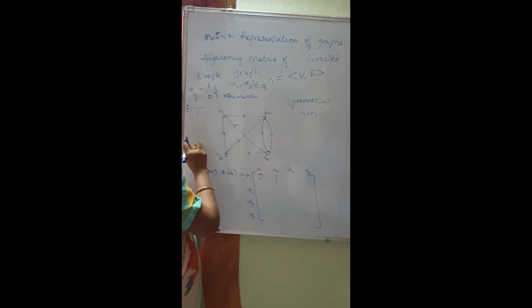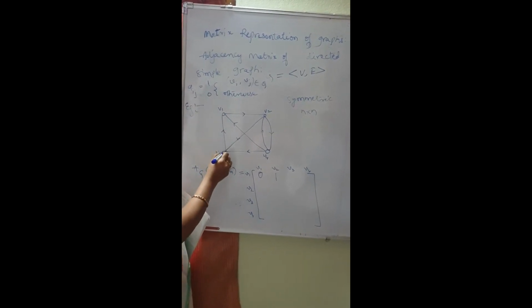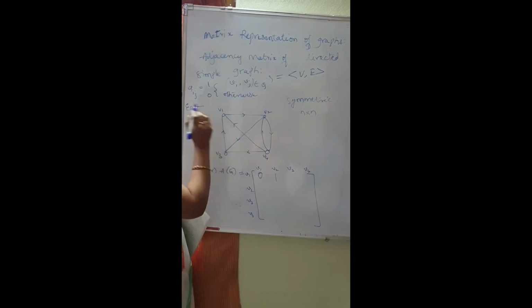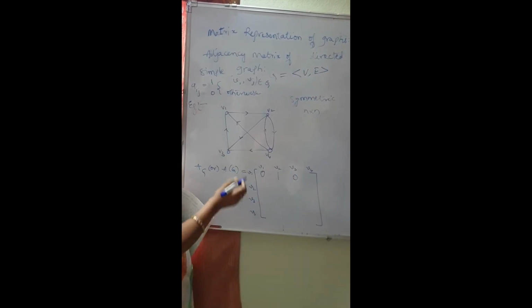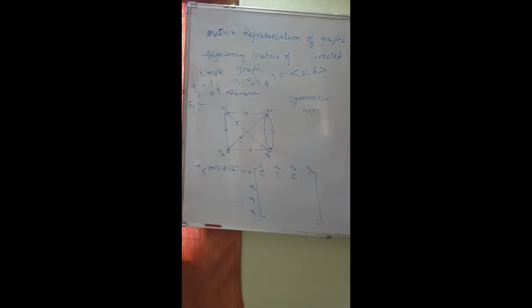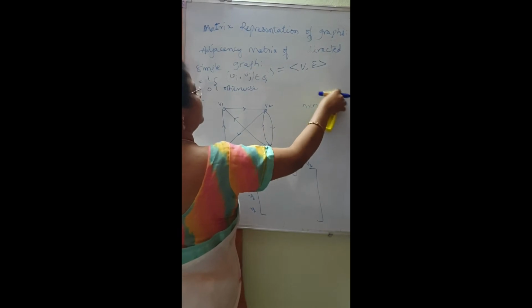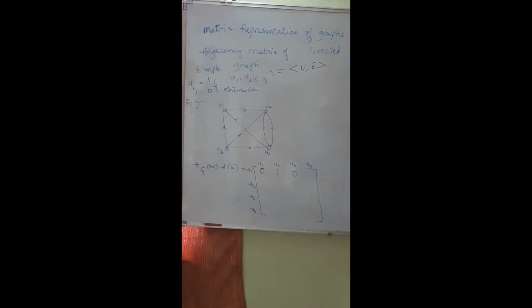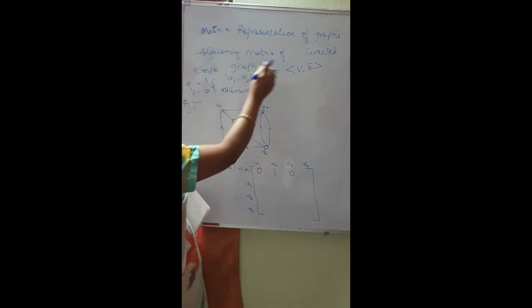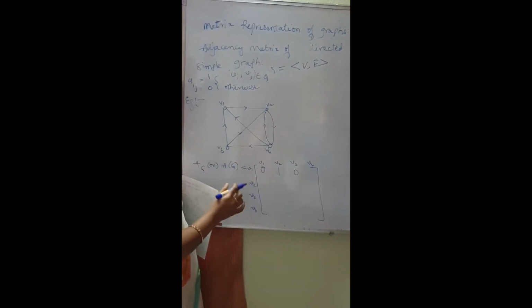V1 to V3, we are not having an edge. We have an edge from V3 to V1. Therefore this is a 0. Next, this always represents that the graph is not a symmetric graph. For directed graphs, the matrix is not a symmetric matrix.